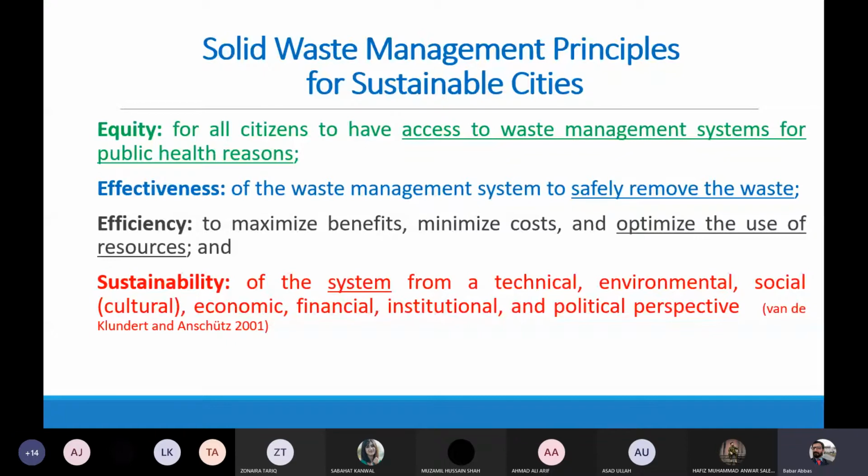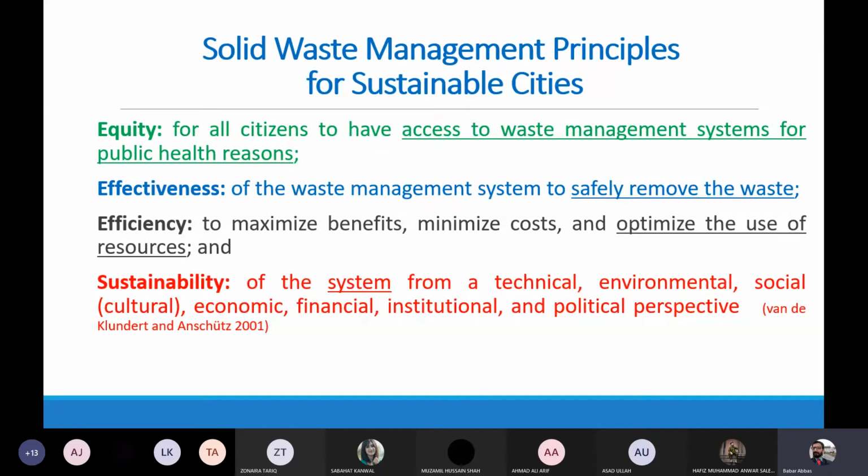Then comes the effectiveness. If you have selected a solid waste management system and you have implemented it, then you must make sure of its effectiveness, the effectiveness of the waste management system to safely remove the waste from the community. Then if you are removing the waste from the community on a regular basis, then comes the efficiency of your system, and the efficiency is to maximize benefits, minimize the cost of the operation, and optimize the use of resources.